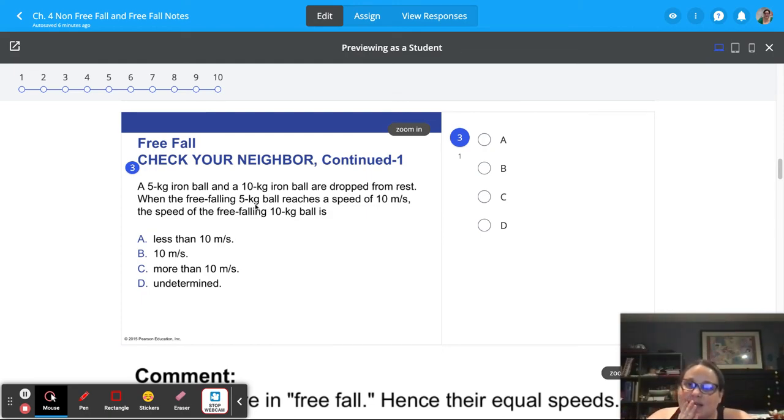So they both drop like this. And then it says the 5 kilogram ball reaches 10 meters per second, which would occur in 1 second. And how fast would the other one be going? It would be going exactly the same. So B, 10 meters per second, because all objects fall at the same rate when there's no air resistance. Another description of that condition would be in a vacuum. In a vacuum, we have gravity, but we have no air resistance.